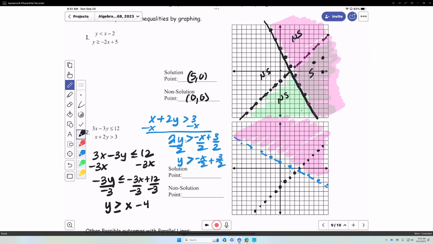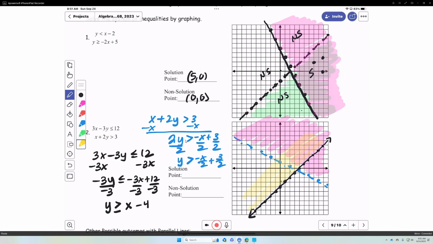Now, since we have an equal sign with the greater, it's greater than or equal to, then we know that it's going to be a solid line. And that means that the answers can be on that boundary. And since we have to shade up, it's going to be greater. So we're going to shade up.